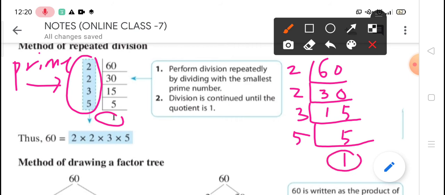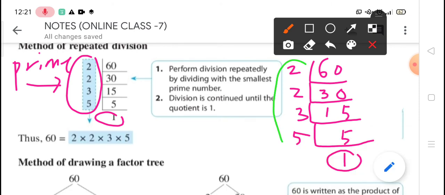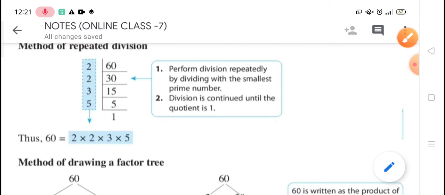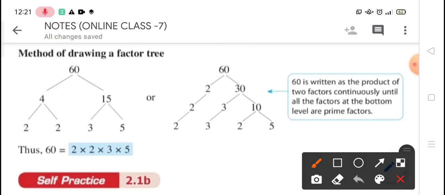Done. So what you need to do is, with all the prime numbers on the left hand side, you list them out, then this will be your prime factorization, by using repeated division. You just repeat. And the second method will be drawing a factor tree. Okay, so this is the tree diagram. And also because prime factorization means we can only use prime numbers.